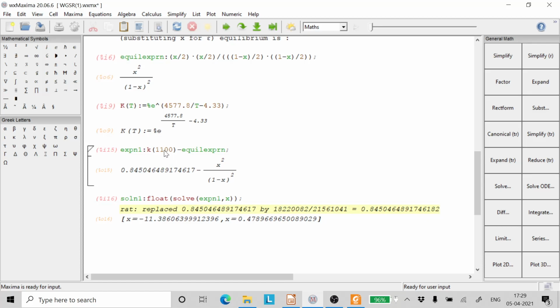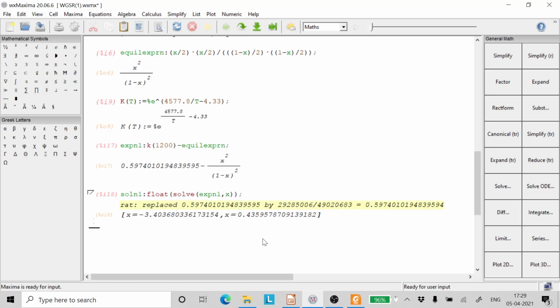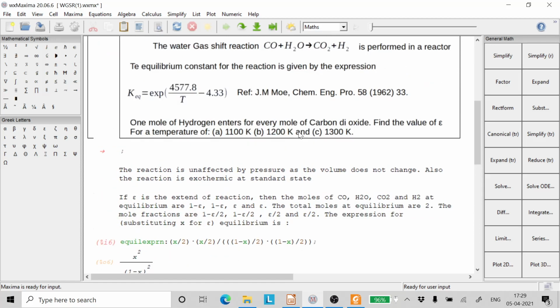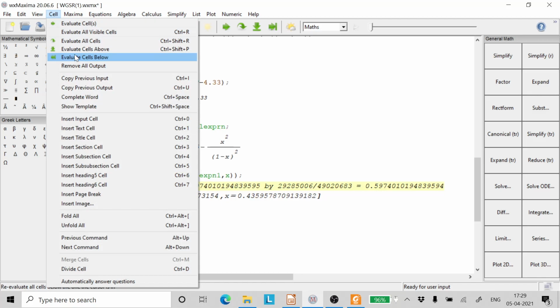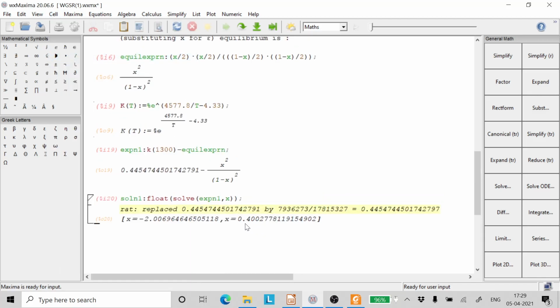Now for 1200 we solve this and we get 0.436, that is 43.6% conversion. And the third value, that is 1300, we get the value as, solve cells below, 0.4. So from 48% it came to 43% and it came to 40%.